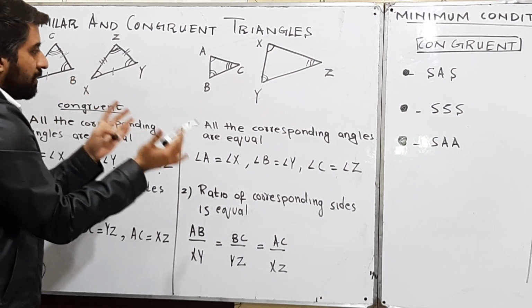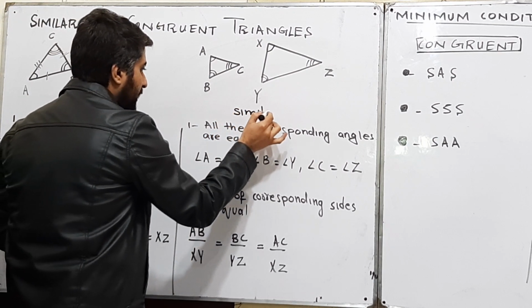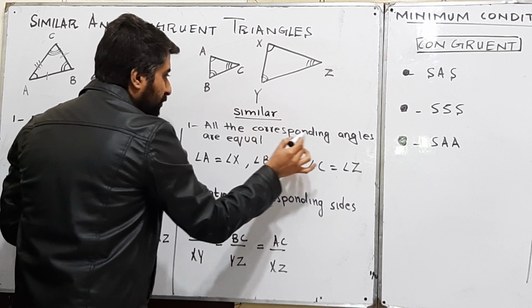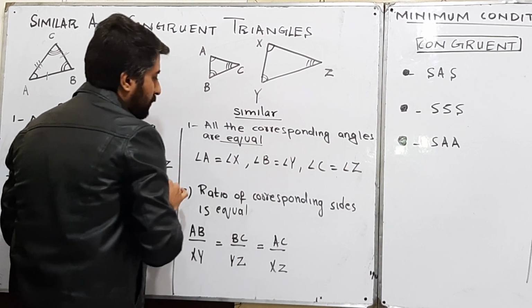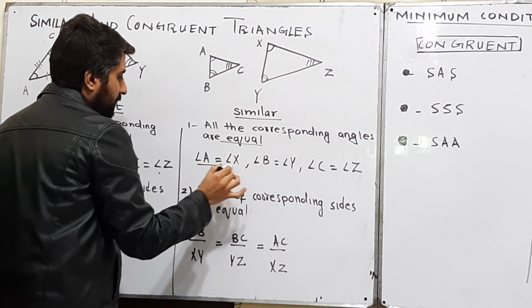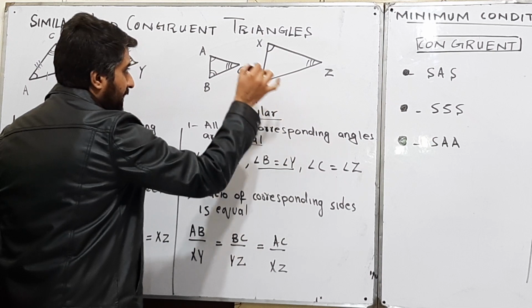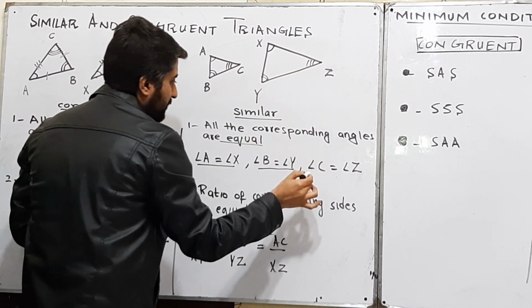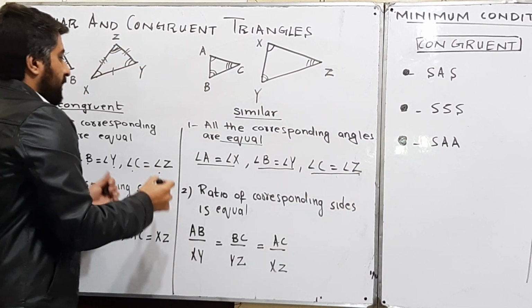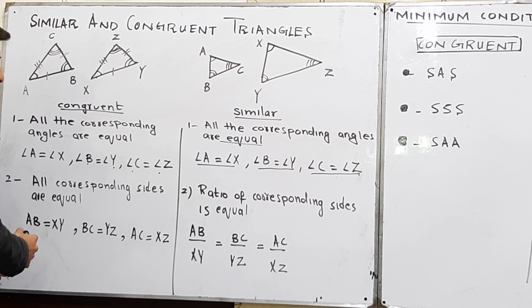This also applies to similar triangles. When I am talking about similar triangles, all the corresponding angles are equal here too. Angle A is equal to angle X, angle B is equal to angle Y, and angle C is equal to angle Z. So, the first condition applies to both similar as well as congruent.